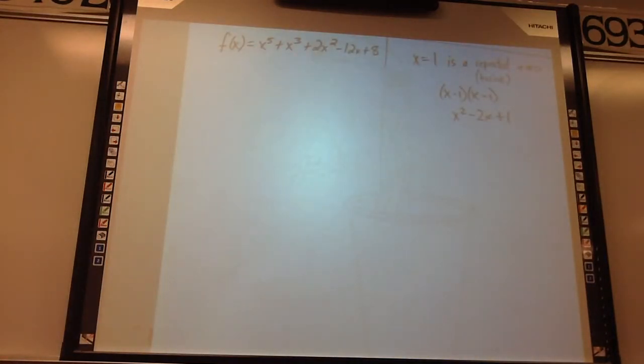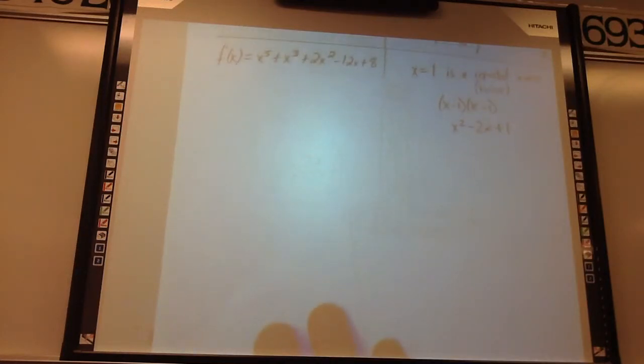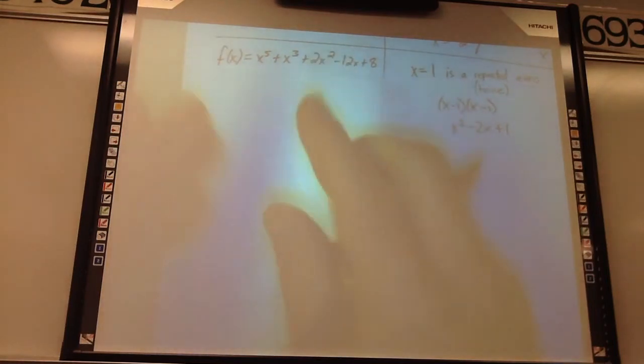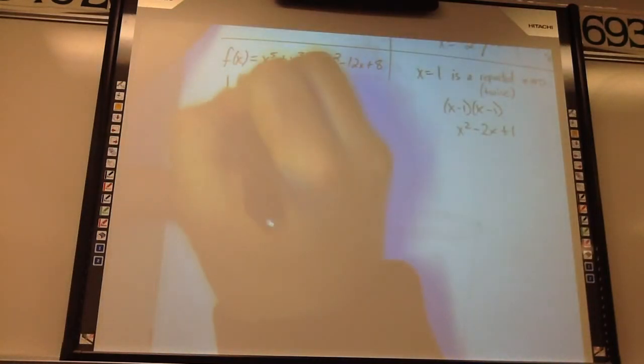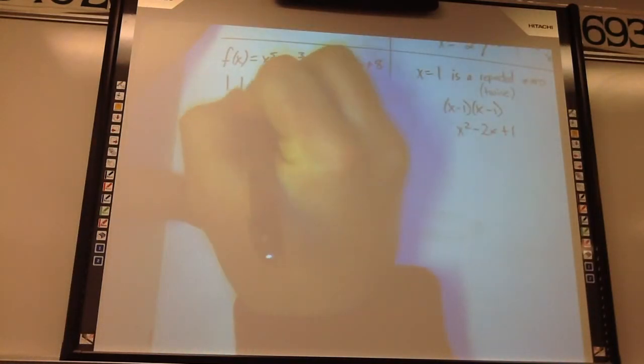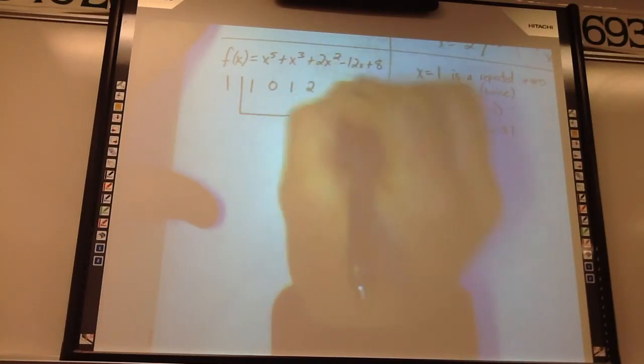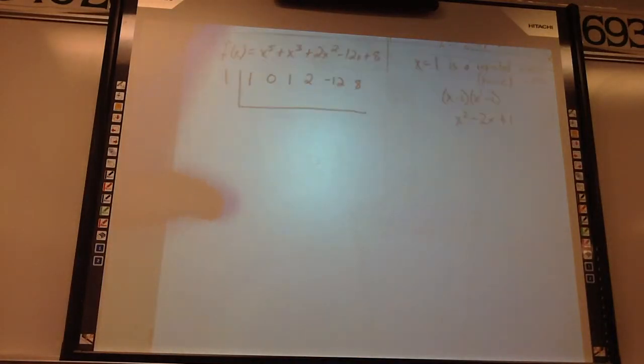Doesn't matter. Isn't this the same as this? Yeah. So if I divide this by this with long division. With synthetic division, you just do 1, and then 1. There's no x to the 4th. 1, 2, negative 12, 8. Drop the 1. Yeah, we could do this. Drop the 1, 1, 1, 1.